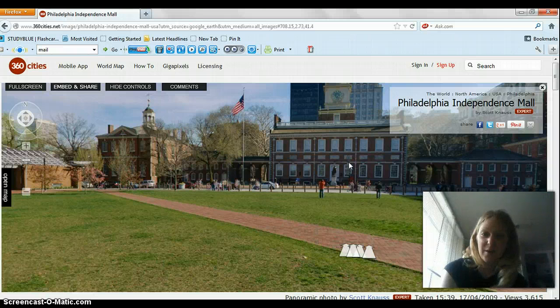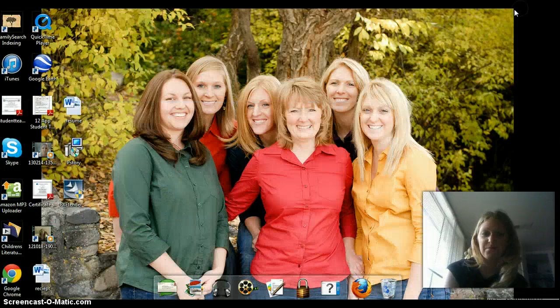But anyways, I would call on a student to do the 360 for us, so that they can see right in front of us, here's Independence Hall, and have that view of what it's like. I think they would really enjoy that.